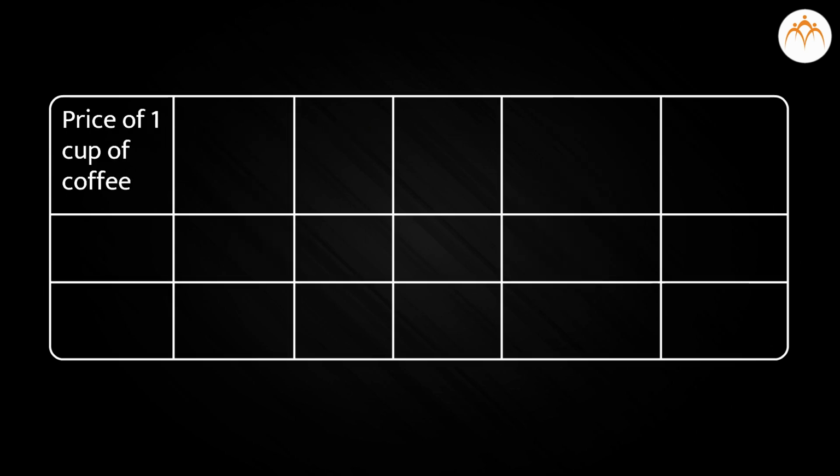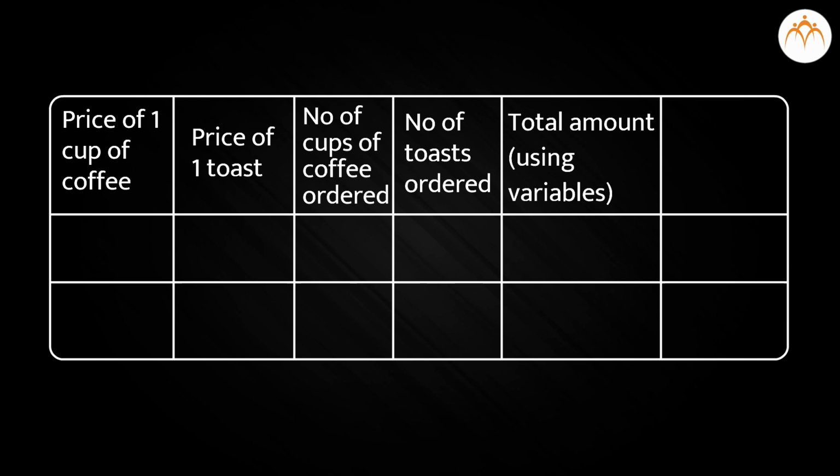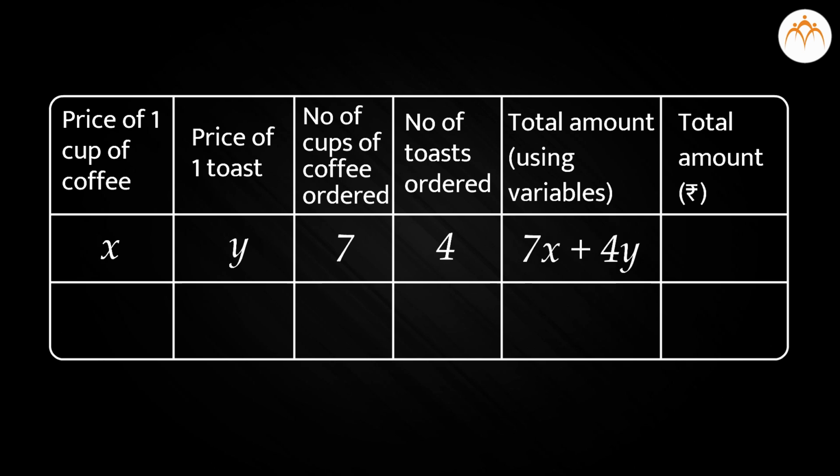Therefore, price of 1 cup of coffee, price of 1 toast, number of cups of coffee ordered, number of toasts ordered, total amount using variables, and total amount in rupees. Let's write down the information in the form of a table. x cup of coffee, y toasts, and here in the first equation we have 7 cups of coffee and 4 toasts, which gives us the equation as 7x plus 4y, and the amount is 655.